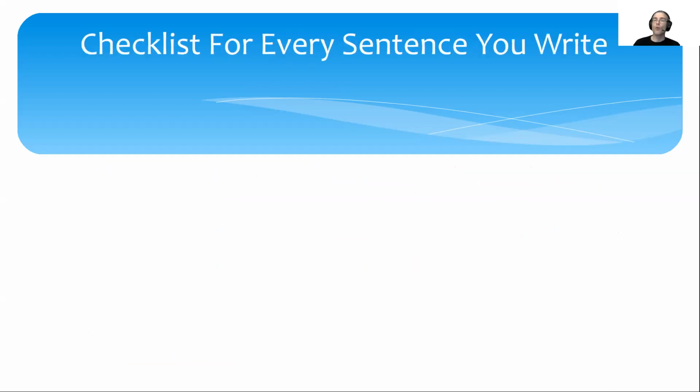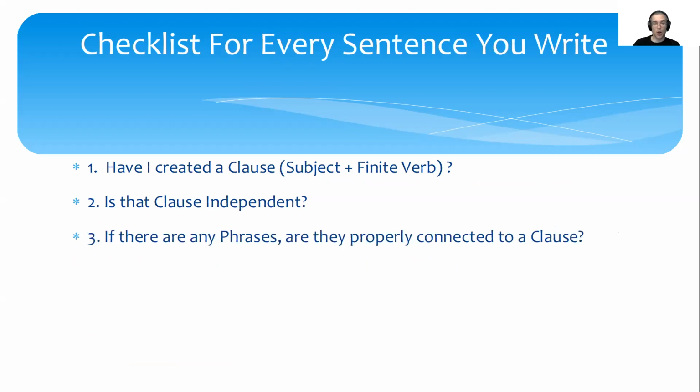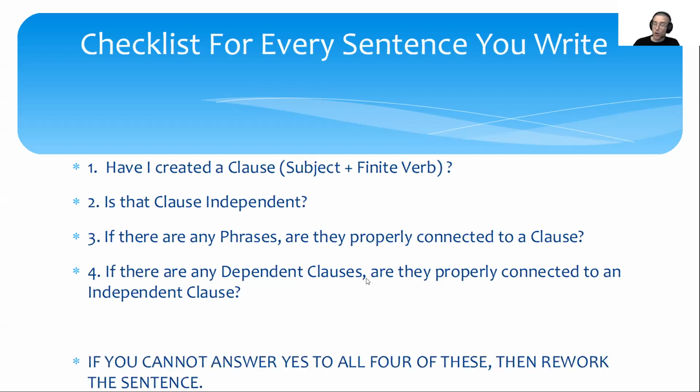So a brief overview and checklist for every sentence that you write. You have a clause. There's a subject and a finite verb. That clause is at least independent, so you at least have one independent clause. If there are any phrases, are they properly connected to a clause? Are they used in the way that the gerund, infinitive, and participle phrases are supposed to be used? If there are any dependent clauses, are they properly connected to an independent clause? And if you cannot answer yes to all four of these, then you need to rework the sentence.